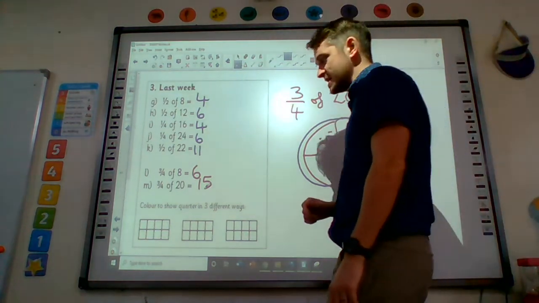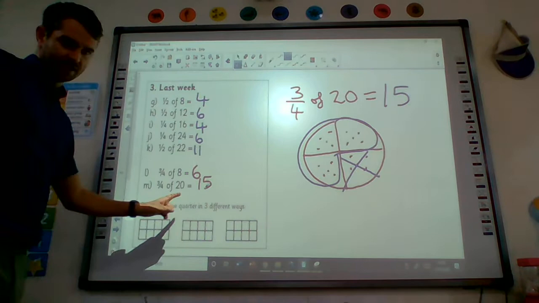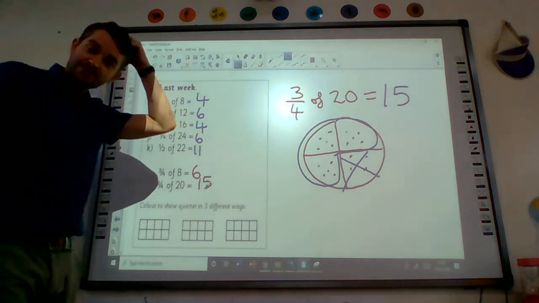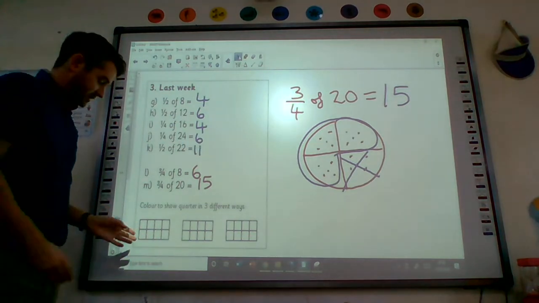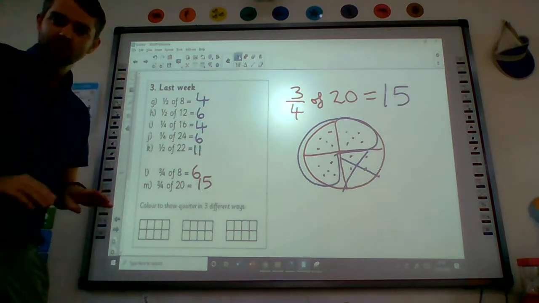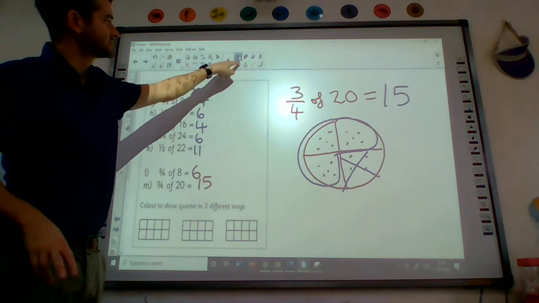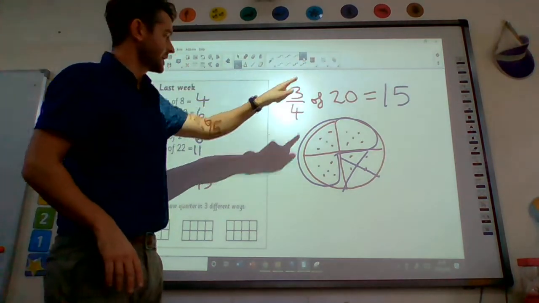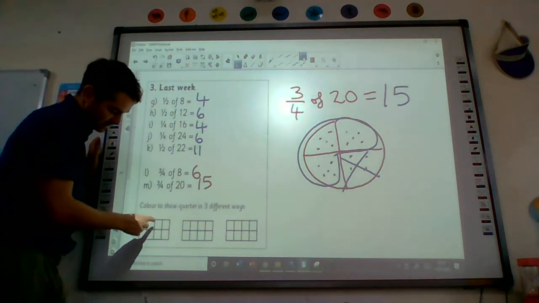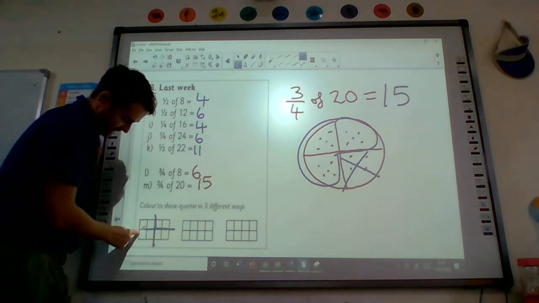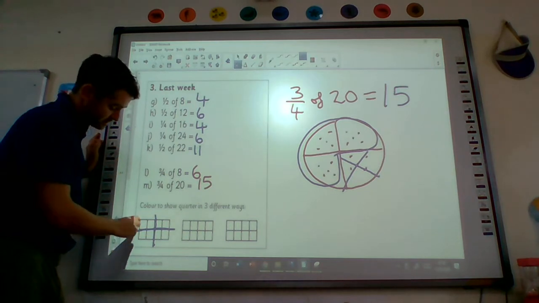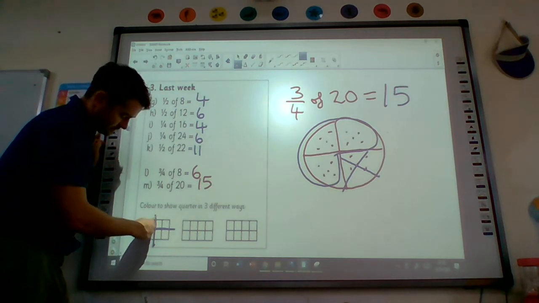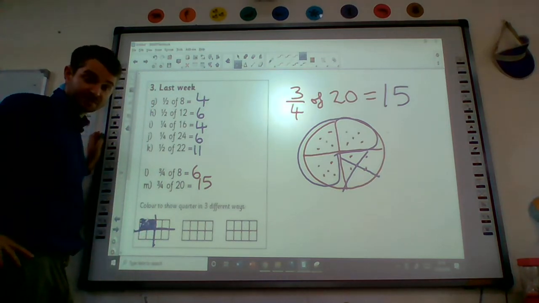Alrighty, last section. Colour to show quarter in 3 different ways. Now, this can be tricky, because it's not split into 4 lovely equal sections. We've got more sections than that. Now, we can think about it by cutting it in half and in half again. And that lets us see 4 equal sections, and we just need to colour in one of the sections. That's one way you might have spotted it.